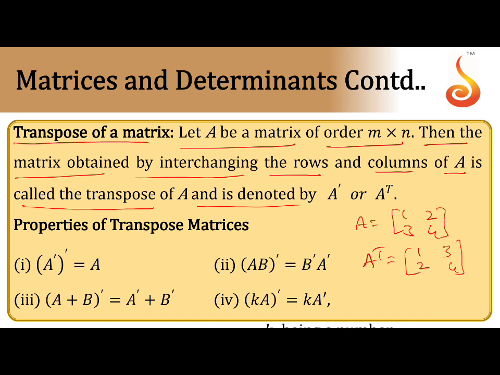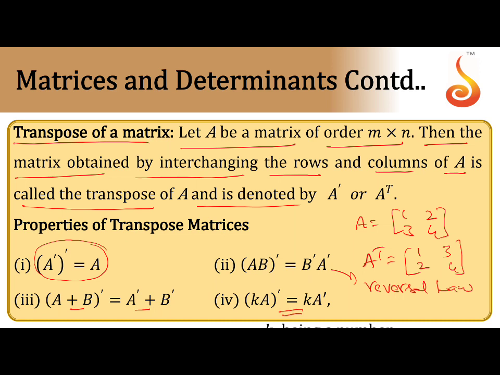Now there are some properties of transpose. A transpose whole transpose equals A. Again take the transpose of A transpose to get the original matrix. Now AB whole transpose is B transpose into A transpose. This is called the reversal law. You can extend this property for the product of three matrices also. ABC whole transpose is C transpose, B transpose, and A transpose. You write the reverse of the elements. Next, A plus B whole transpose is A transpose plus B transpose. Even minus also: A transpose minus B transpose. So K A whole transpose is K into A transpose. These points you can remember.